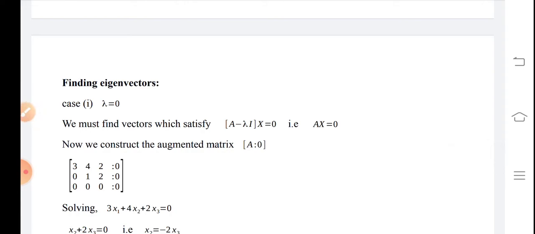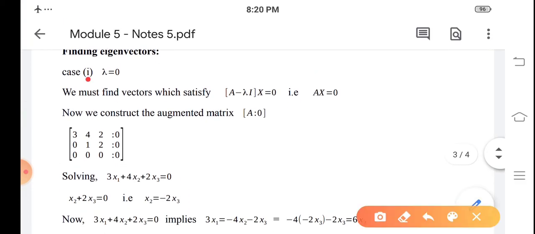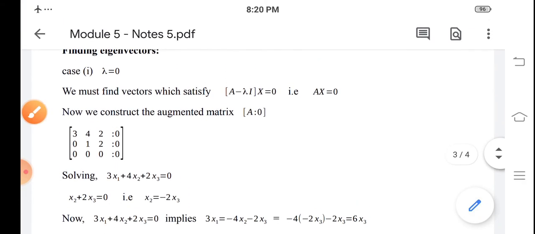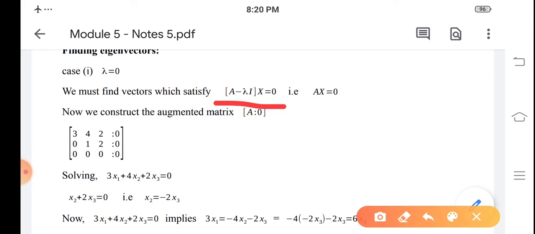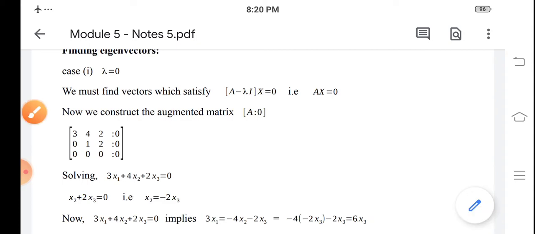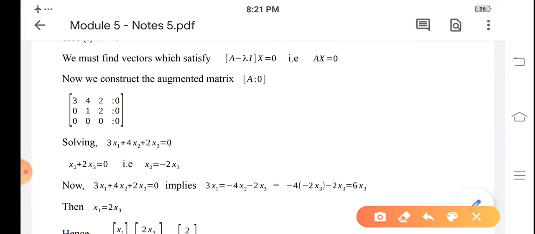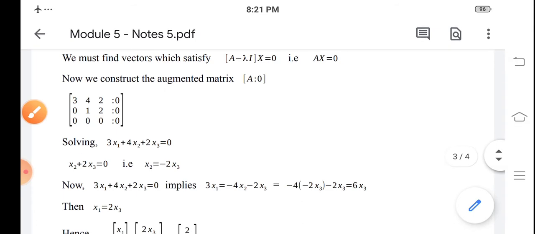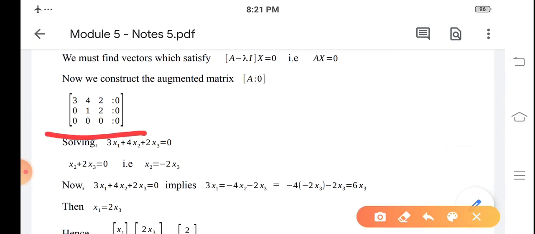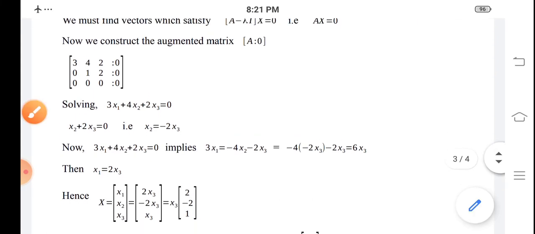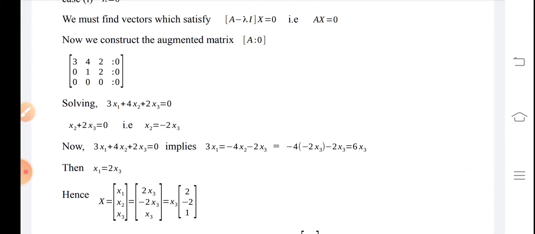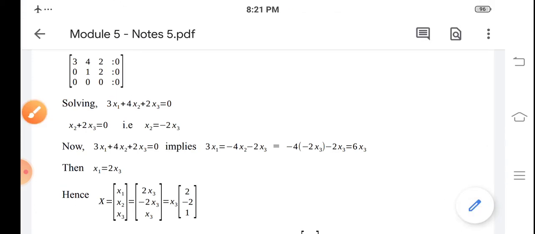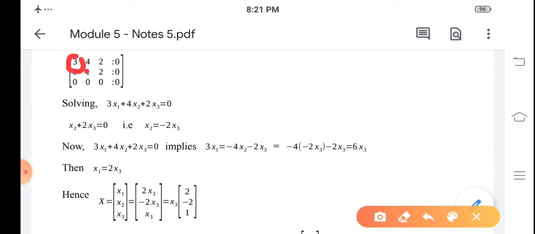In the first case we take lambda equal to 0. For lambda equal to 0, we find vectors which satisfy (A minus lambda I) x equal to 0. That will be Ax equal to 0 since lambda equal to 0. Now we write the augmented matrix as [A | 0]. A is 3, 4, 2; 0, 1, 2; 0, 0, 0. No row operation is required here because it is already in echelon form. So the pivot elements are 3 and 1.